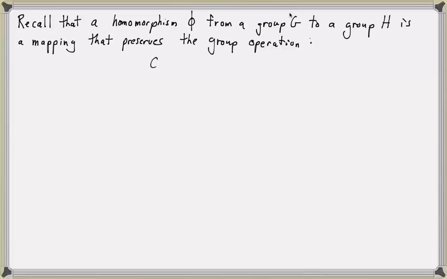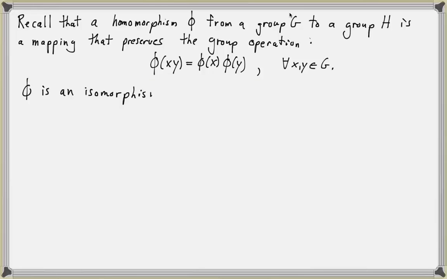So that is phi of x times y equals phi of x times phi of y for any elements x and y in G. We say phi is an isomorphism if phi is both one-to-one and onto.